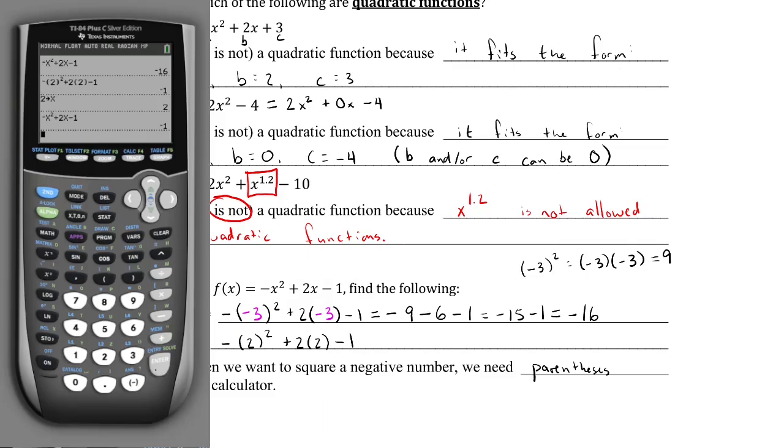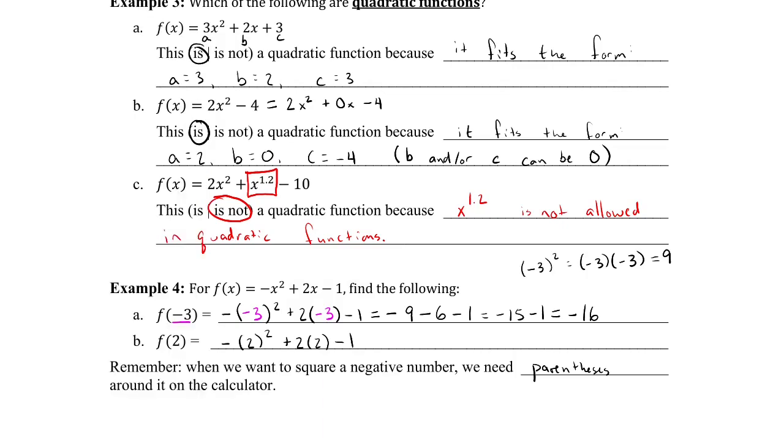So either way, for the second part, we get negative 1 for f of 2. f of negative 3 gave us negative 16. And we'll remember when we're plugging into a function with exponents in it, in this case a quadratic function, we have to remember to put negative numbers in parentheses, unless we use calculator trickery by storing that negative number to x.